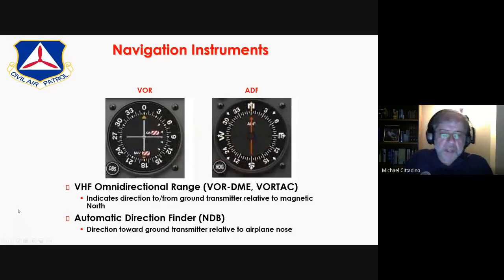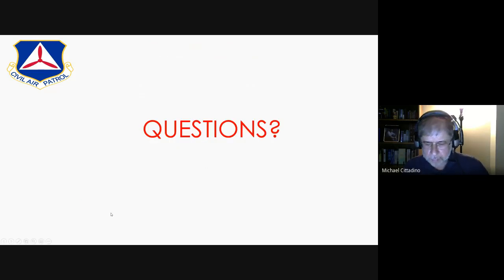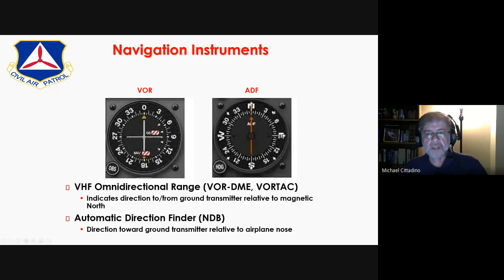And as I mentioned, the aircraft have both communication and navigation radios. And right here, we have the navigation instrument called an ADF, or automatic direction finder. This is currently obsolete. These have been largely, if not totally, decommissioned, so we're not going to talk about them.